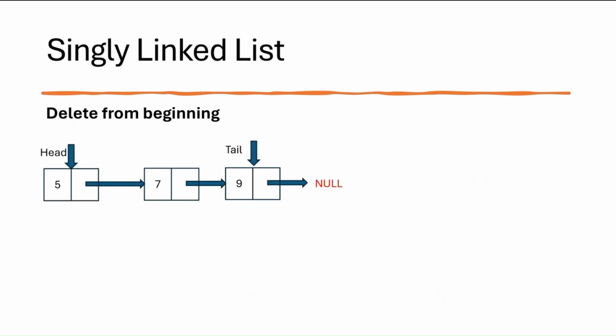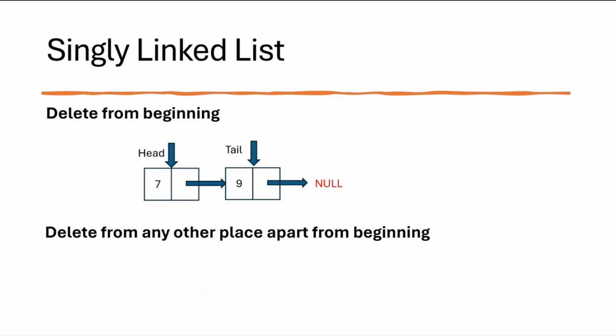Delete from beginning. Delete from beginning is easy because we are maintaining the head pointer. So we just have to shift the head pointer to the next node of the current head and delete the head node, right? Before deleting, in some programming languages, we need to set the next of the node which is getting deleted to null, so that it can be collected by garbage collection, or the memory can be freed.